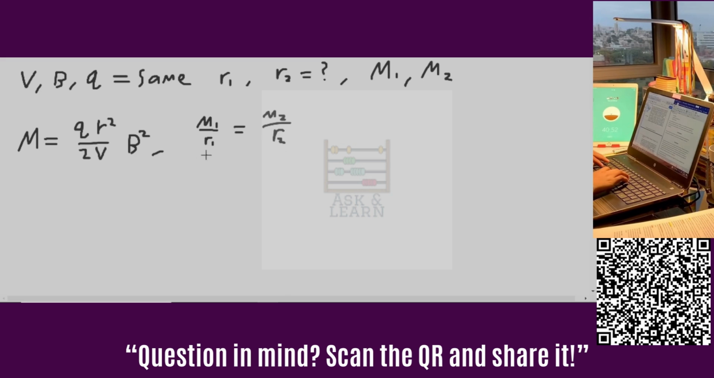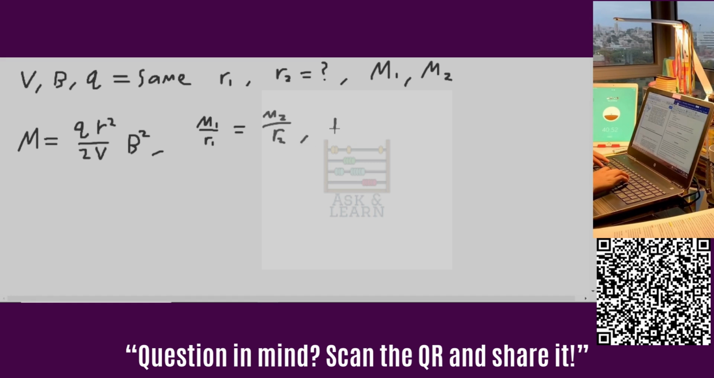Another way to see this would be that if Q, V, and B are all the same in both cases, meaning that they don't change between the two, that means M has to change as R changes. And they have an inverse square relationship because this R is squared. So as R changes, if R is getting bigger, all of this stays the same. We can't change any of that. If R is getting bigger, then this M also has to get bigger. So we can say that they are proportional.